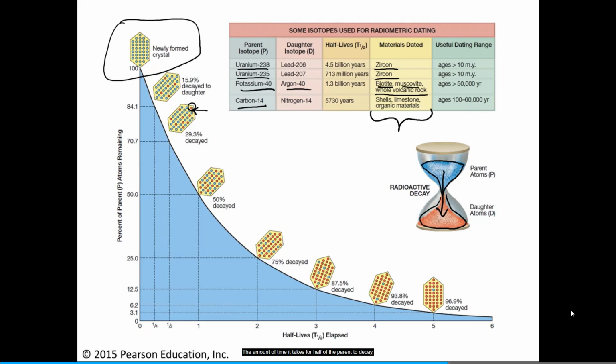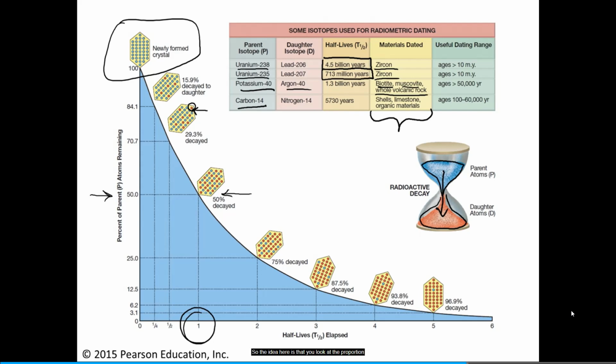The amount of time it takes for half of the parent to decay, in other words, 50% parent left and now 50% daughter, is referred to as one half-life. And the amount of time that a half-life takes depends on what isotope we're talking about, whether it's uranium-238 or uranium-235 or potassium-40 or carbon-14. They all have different half-lives. One half-life of uranium-238 is worth 4.5 billion years, whereas one half-life of uranium-235 is worth only 713 million years. In other words, uranium-235 is far less stable than uranium-238. It falls apart more rapidly.